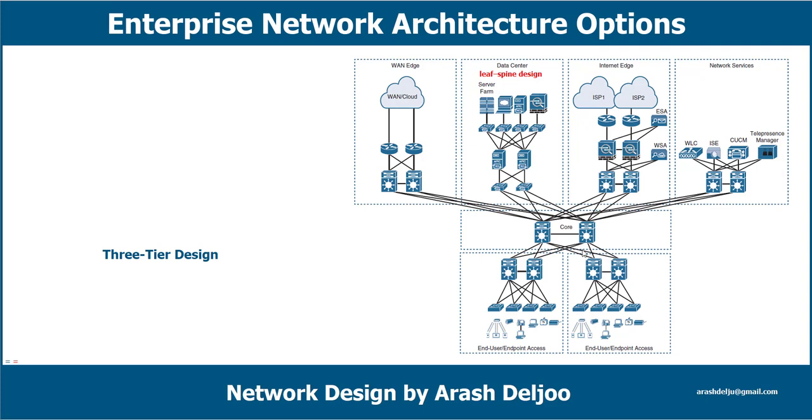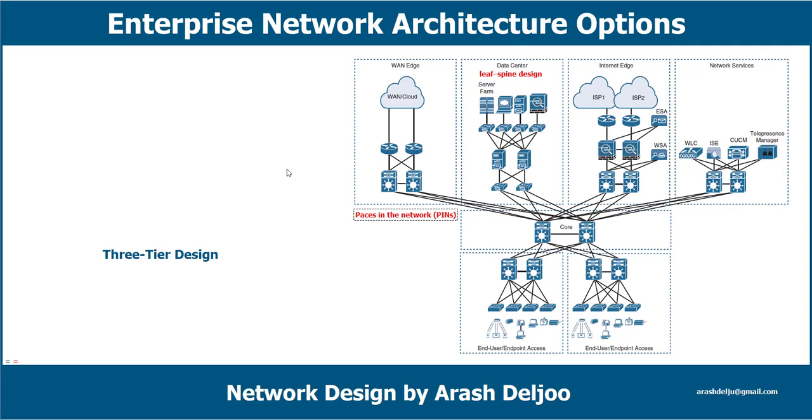Here in this picture, you can see different places in the network. We call them the places in the network, or PIN. For example, we have WAN edge, we have data center, we have internet edge, we have network services. In WAN edge, we have distribution layer switch connected to the core, also in the internet edge, also in the network services. But in the data center now, we use a newer version of design. We call it leaf spine design.